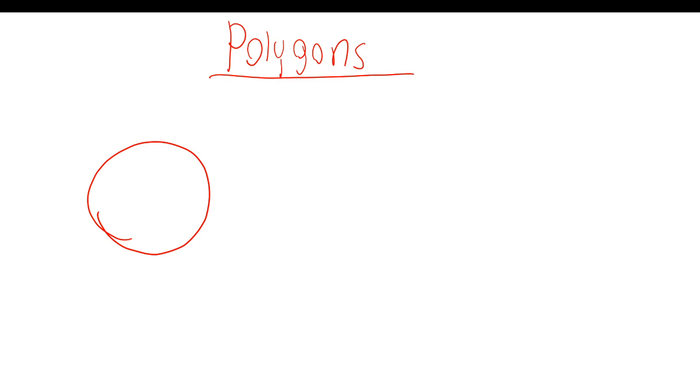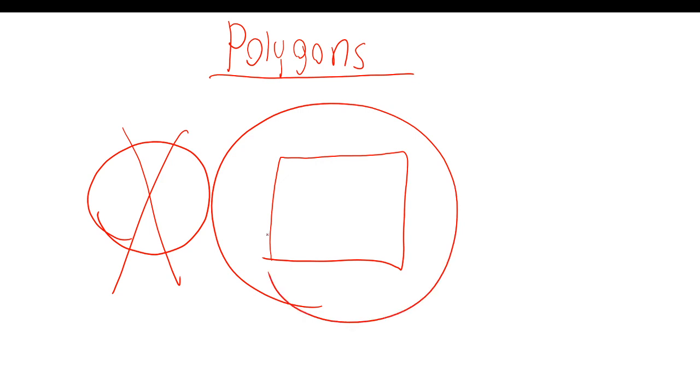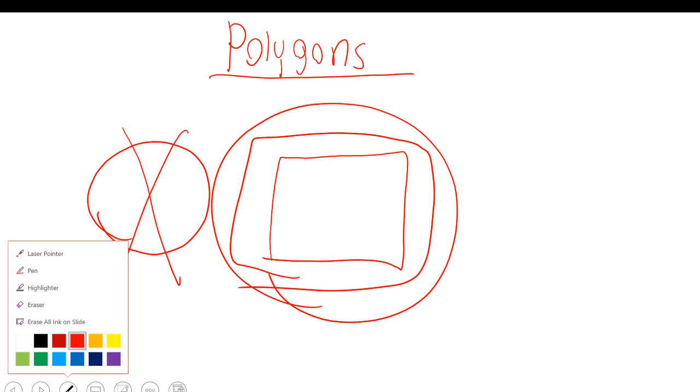Now let's talk about polygons. Polygons are basically enclosed figures where all the lines are straight. So essentially a circle is not a polygon, but something like a square would be considered a polygon. This circle is not a polygon, but the square inside is a polygon. So that's the actual definition of a polygon.